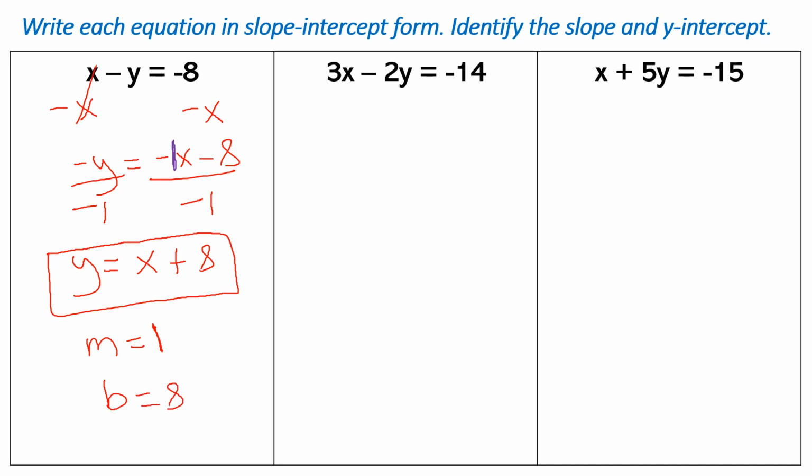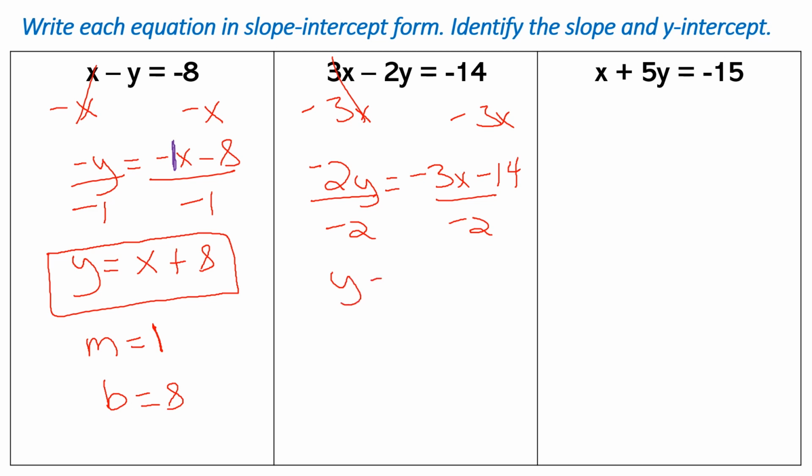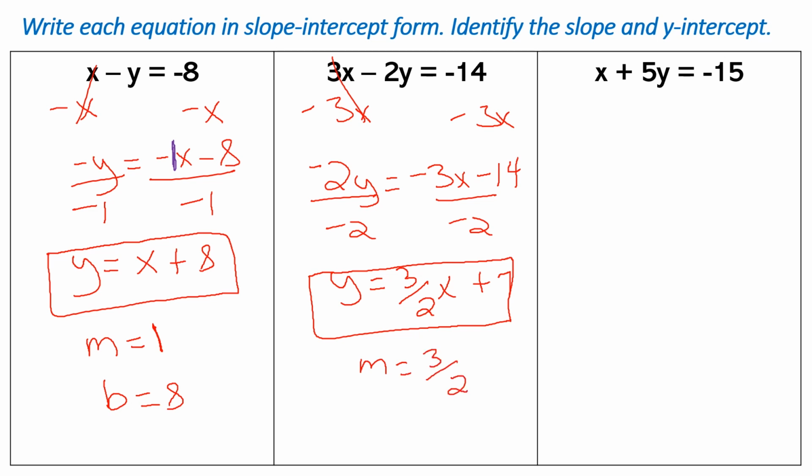Next, I have a positive 3x. Subtracting 3x cancels out. Bring down that negative 2y. Write my 3x first, so negative 3x minus 14, because that's a negative 14. Divide both sides by negative 2. Y equals negative 3 over negative 2. Those negatives cancel out, so I'm left with positive 3 over 2x. And negative 14 divided by negative 2 is a plus 7. My slope is 3 over 2, and my y-intercept is 7.